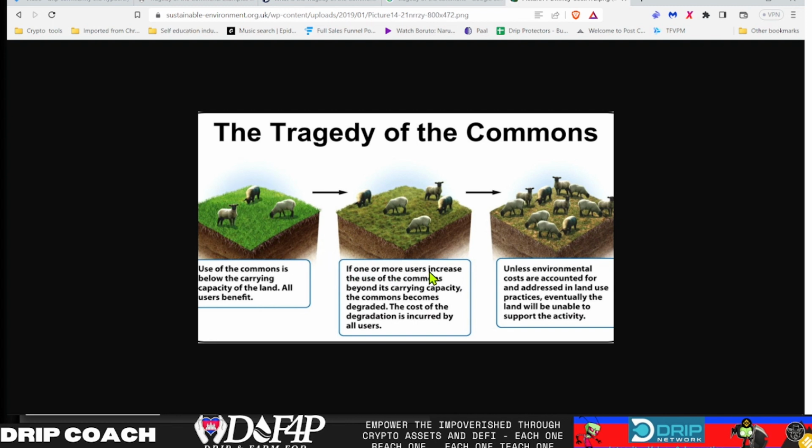However, if one or more users increase the use of the commons beyond its carrying capacity, the commons becomes degraded. The cost of degradation is incurred by all users. So if one person is selfish, or believes that someone else will beat them to the punch, they decide, hey, I'm going to get more cows and sheep here before they do. Then now everybody suffers. And of course, others copy the same thing. Then, unless environmental costs are accounted for and addressed in the land use practices, eventually the land will be unable to support the activity.